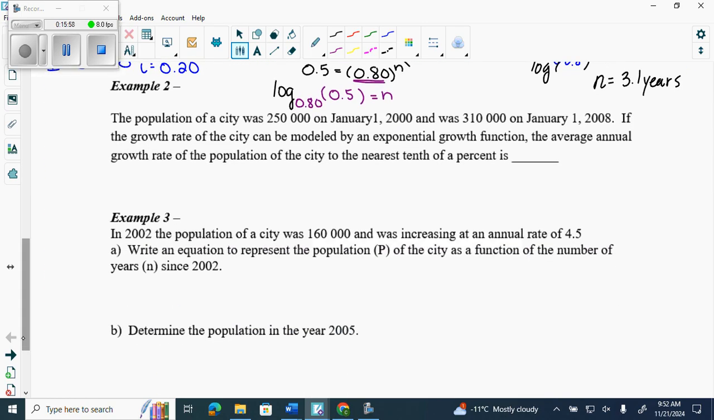Example 2. Let's look at this one. The population of the city was 250,000 on January 1st, 2000, and 310,000 on January 1st, 2008. So which of those is the initial? So is it increasing or decreasing, guys? It's increasing. We're starting with 250,000. We're going to have a final amount of 310,000. And what also did they give me? N.